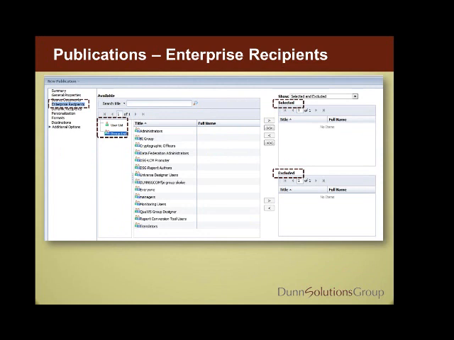So the way that I can designate who gets these publications, there's two ways. It's through enterprise recipients and dynamic recipients. Let's talk about enterprise recipients first. Enterprise recipients are nothing more than selecting groups or individual users within the enterprise that you want to receive this publication. And so you can choose folks to include and you can choose folks to exclude.